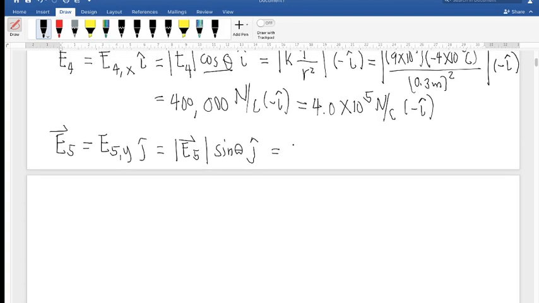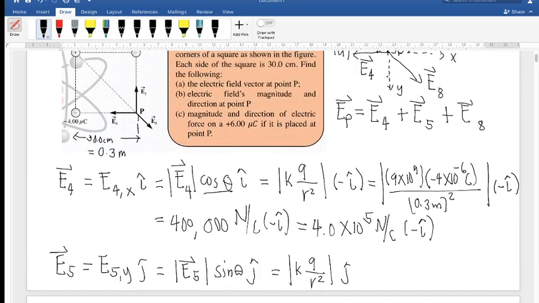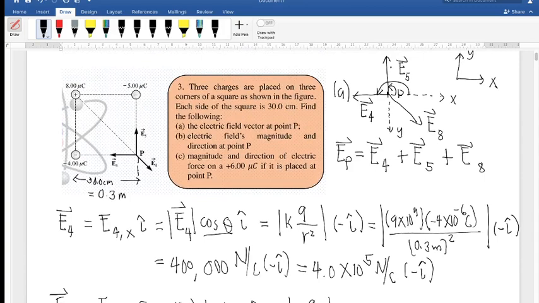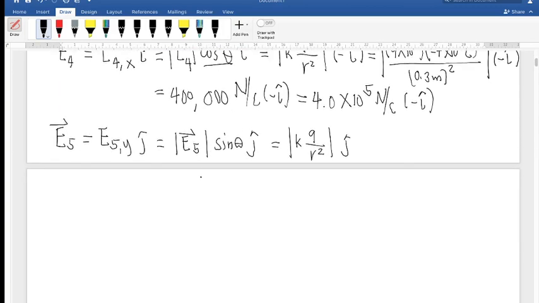So meaning, we have here, can we substitute the magnitude? So we have here kQ over r squared. Tapos sine of 90 is positive 1. So we have here j hat. So meaning that your electric field vector is pointing in the positive y-axis. So as you can see here, point siya na positive y-axis.